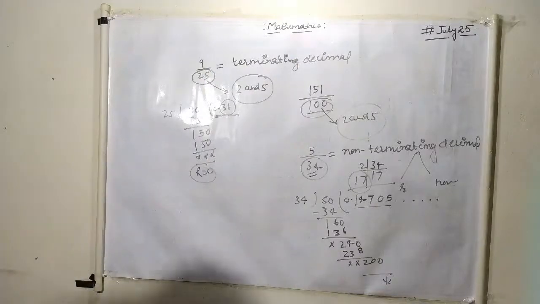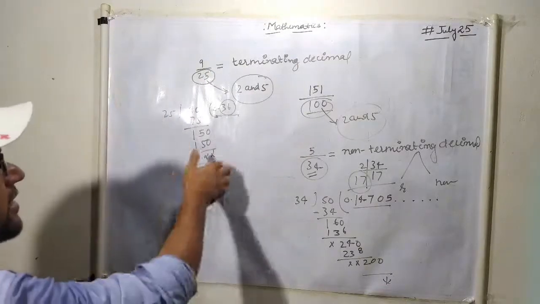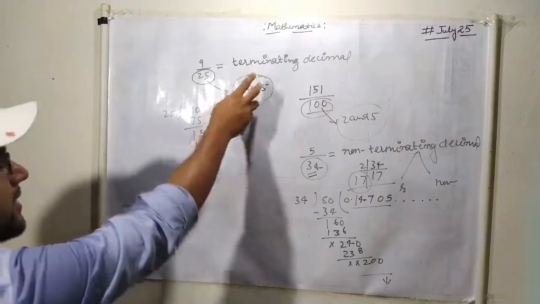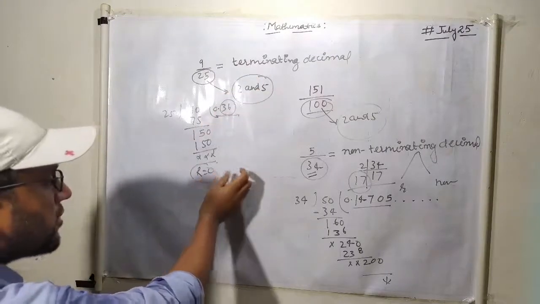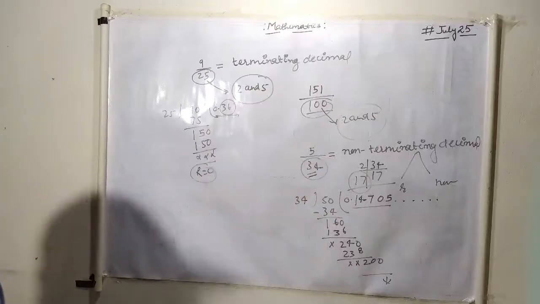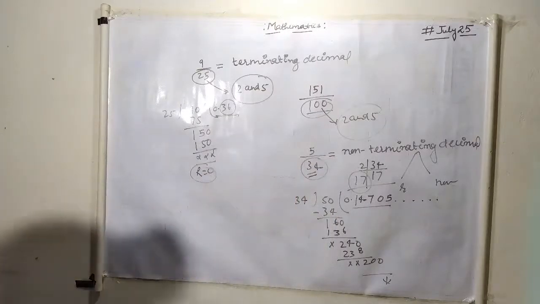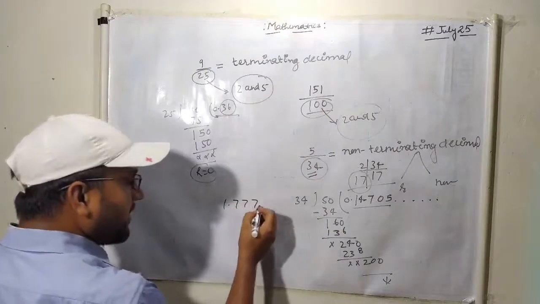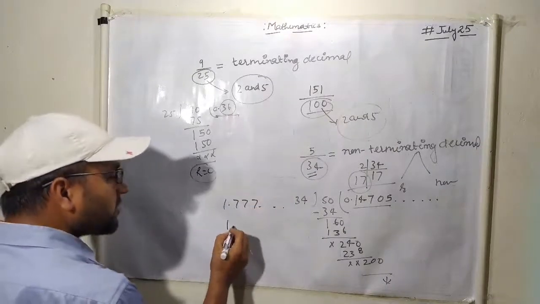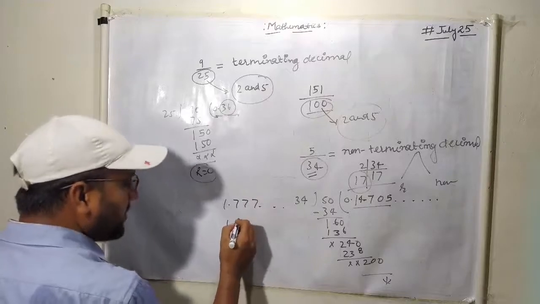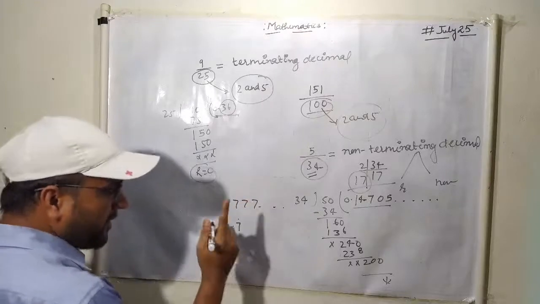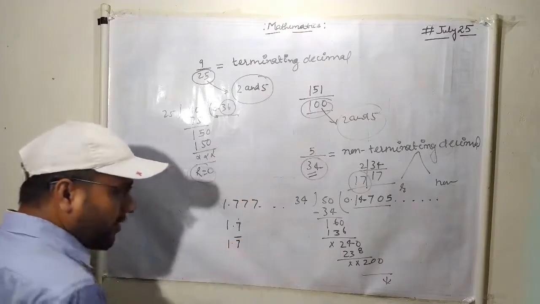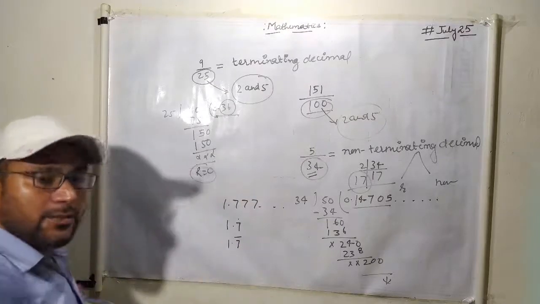Okay students, by the long division method you can check: if the remainder is equal to 0, then it is terminating, and if the remainder is not equal to 0, then it is a non-terminating decimal. And if it is repeating, suppose 1.777, you can write it in short form as 1.7 with a dot, because one digit is repeating. You write a dot on that repeating term, or you can write a bar on it.